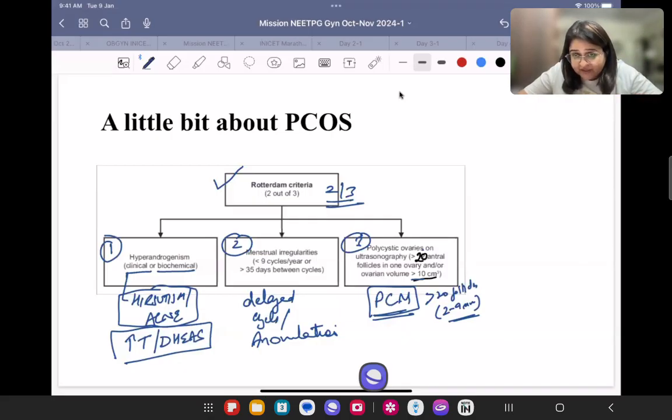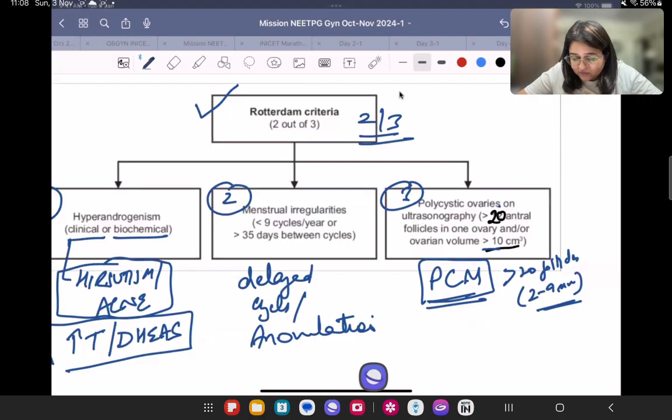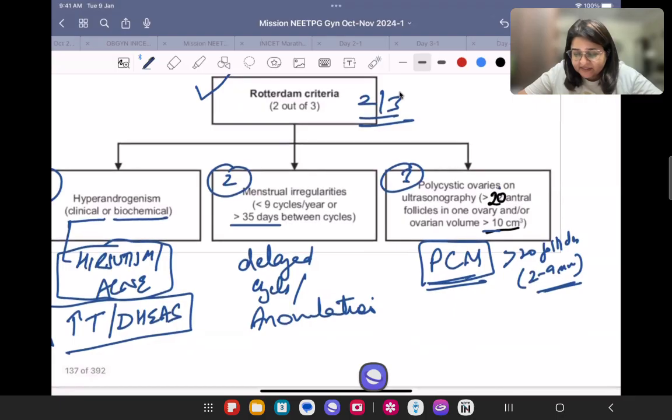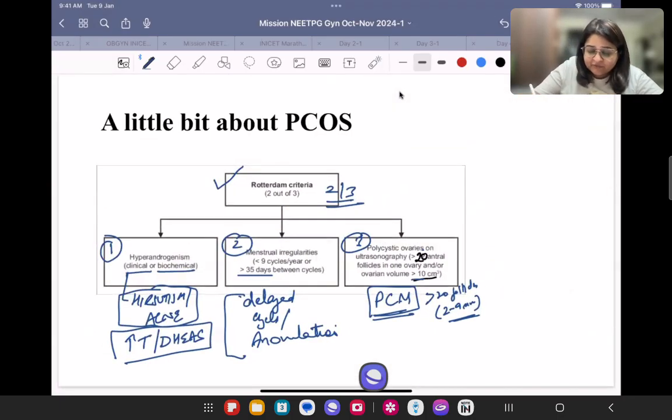Yes, so that's why I didn't mention this. So Rotterdam criteria still says 35 days, but then, as per the new FIGO definitions, abnormal cycle is now more than 38 days. तो इसलिए I didn't mention this because there's a disparity. Just remember delayed cycles or anovulation. ठीक है? But remember for Rotterdam you have to have 2 out of 3.